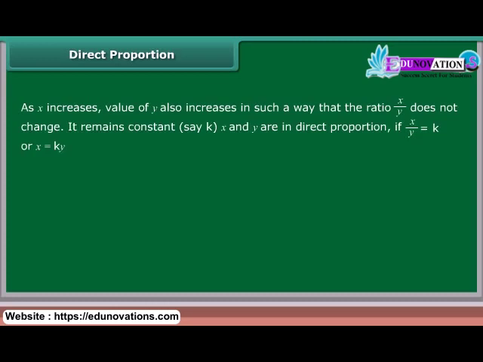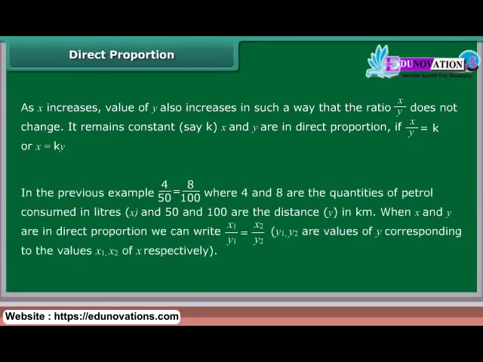X and Y are in direct proportion if X upon Y is equal to K or X is equal to KY. In the previous example, 4 upon 50 is equal to 8 upon 100, where 4 and 8 are the quantities of petrol consumed in liters, X, and 50 and 100 are the distance Y in kilometers. When X and Y are in direct proportion, we can write X1 upon Y1 is equal to X2 upon Y2. Y1, Y2 are values of Y corresponding to the values X1, X2 of X respectively.